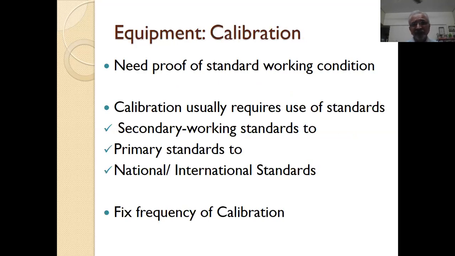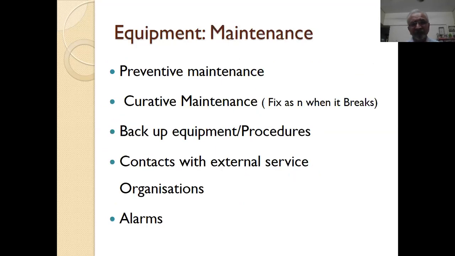Equipment calibration needs a proof of standard working condition. Calibration usually requires the use of standards, from secondary working standards to primary standards, national or international standards, and you need to fix the frequency of calibration, maybe once in 6 months or once in a year. For equipment maintenance, you should have preventive maintenance, or if your instrument is down, then you must have curative maintenance.